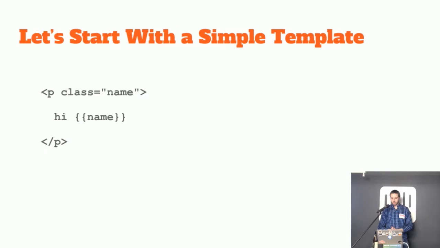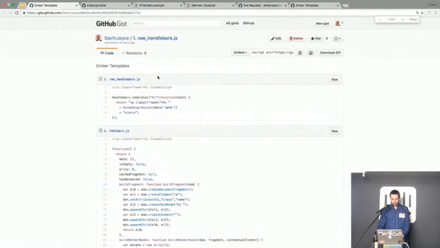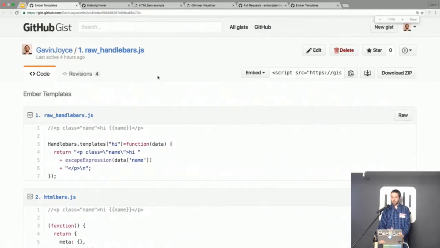So let's start with a very simple template. Handlebars template, it's got a paragraph with a static class called name. It's got a piece of text, hi, and a dynamic portion, name. So let's compare this in previous versions of rendering engines within Ember.